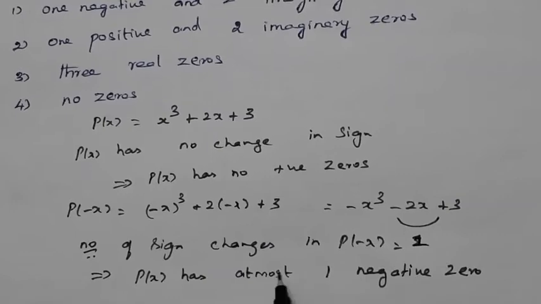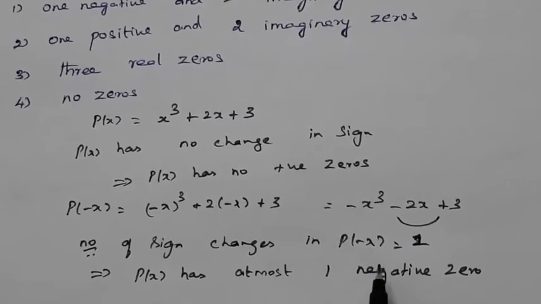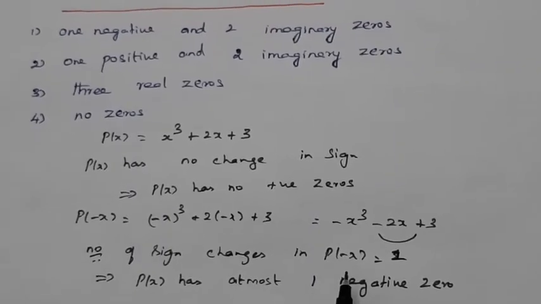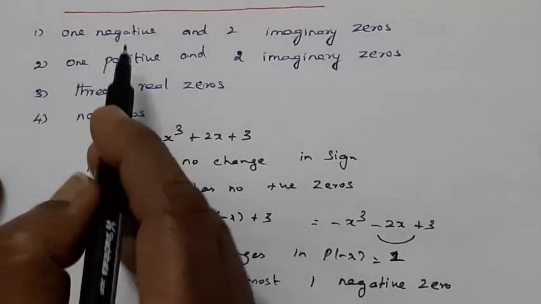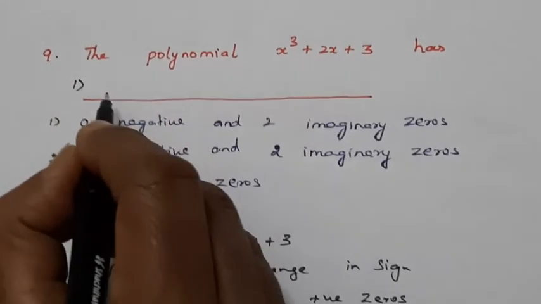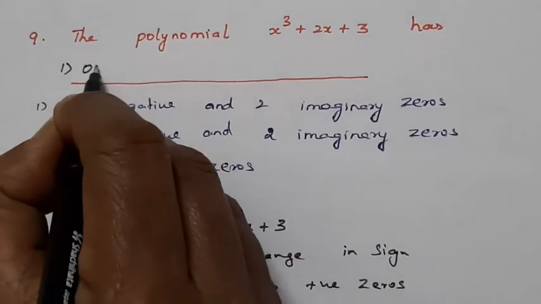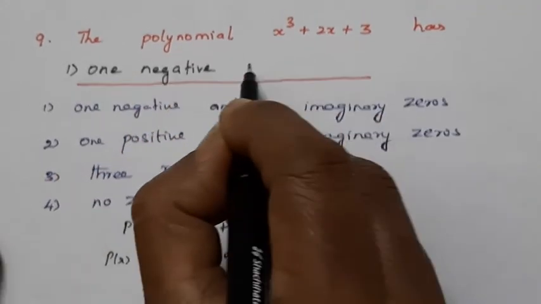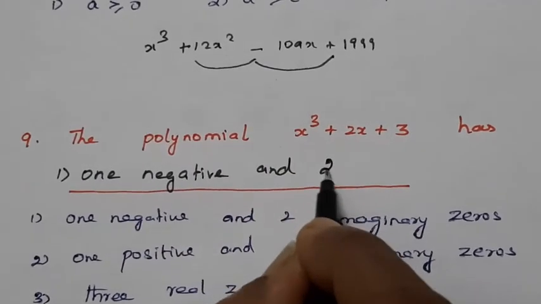That means that the other two zeros are imaginary. So this polynomial has 1 negative and 2 imaginary zeros. So that is nothing but option number 1. So what is the answer for the ninth one? Option number 1, 1 negative and 2 imaginary zeros.